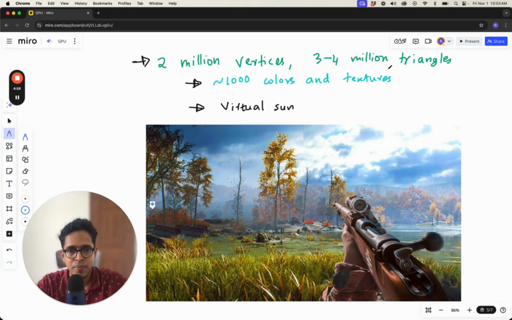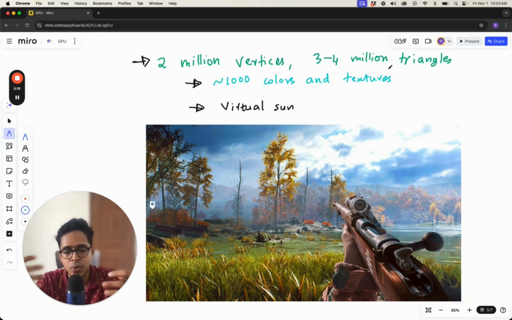these vertices. Now, since these are very, very small triangles, you won't even see them as triangles in this particular scene. The triangles are not noticeable at all, which is why this game is probably very difficult to run on a cheap computer. But basically, there will be even thousands of colors and different textures.